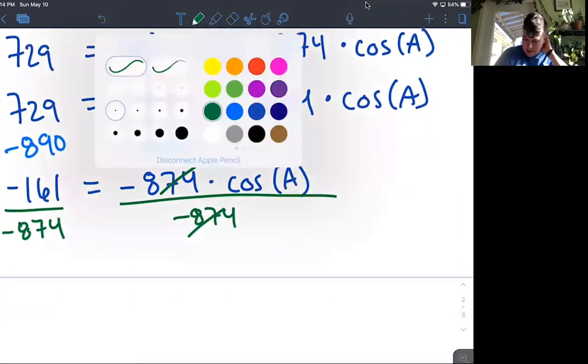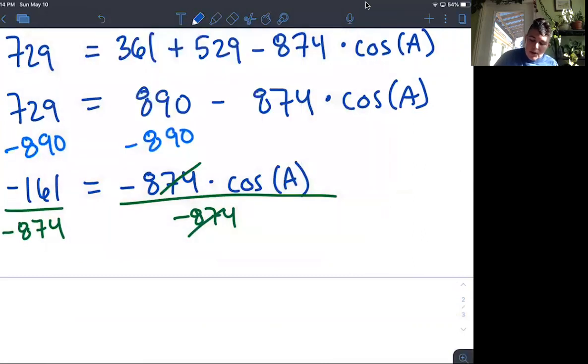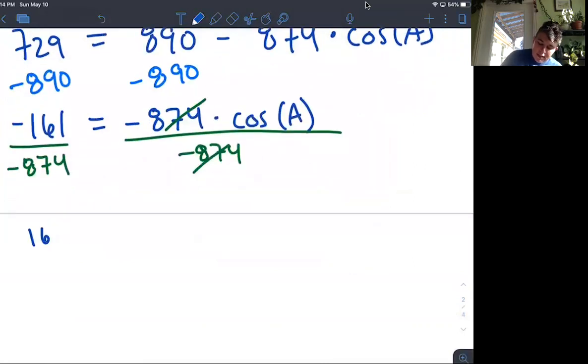And then I'm going to say, actually, watch this. I'm just going to keep this as 161 over 874. Notice that it's negative divided by a negative. So negative divided by negative turns into a positive. So I'm just going to drop those. And that equals the cosine of A.